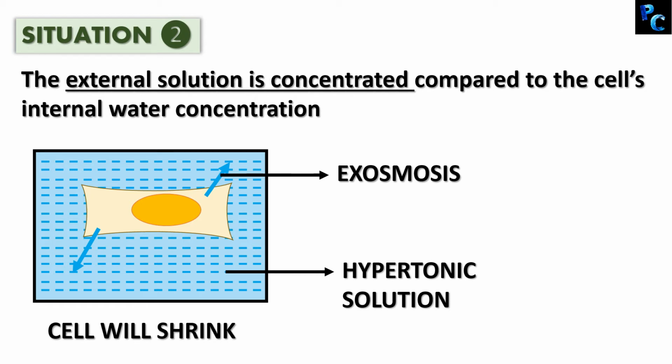Hyper means excessive. So here you can understand, if we keep a cell in a hypertonic solution, exosmosis will occur and the cell will shrink because the concentration of water outside is less and the concentration of water inside the cell is more. So the water will try to go from inside to outside, from its higher concentration to its lower concentration. In a plant cell, when shrinking of the protoplasm occurs, it will detach from the cell wall. This is called plasmolysis. In animals, the whole cell shrinks to give a wrinkled appearance and it is called crenation.